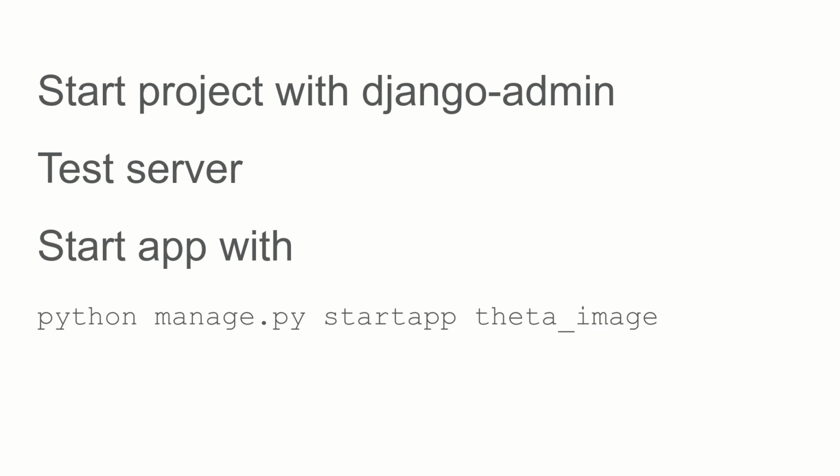The process was, you first had to start a project with django-admin. After that, we can test the server. The Django server is running. Then you start an app with python manage.py startapp and the name of the app, in this case we called the app theta_image. I know you're ready to go. You want to get some custom content onto that page. Let's do it right now.